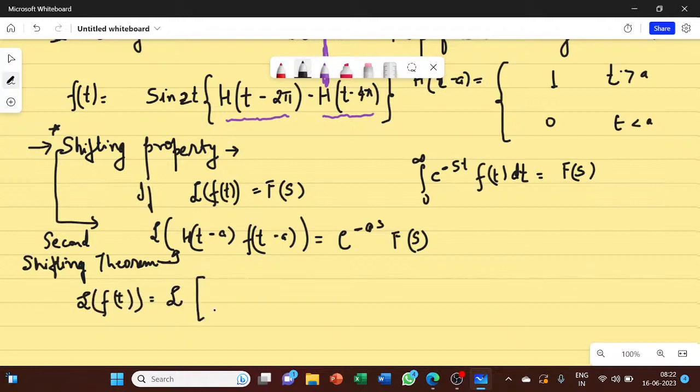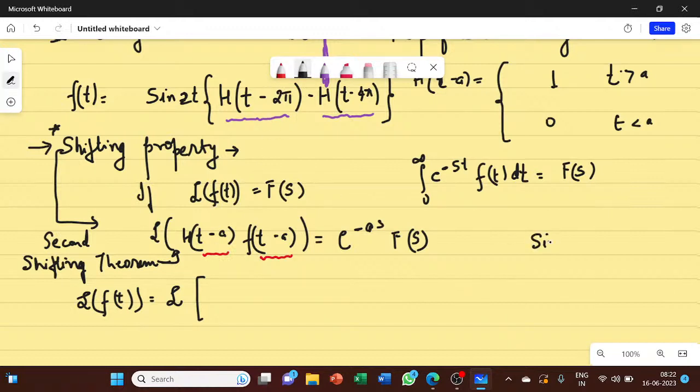f(t) is simply sin 2t into h(t − 2π). So what I'll do, the argument of f must be similar to the argument of the unit step function. Again remember, I have to make the argument of the function and the unit step function the same. The argument here is t − 2π.